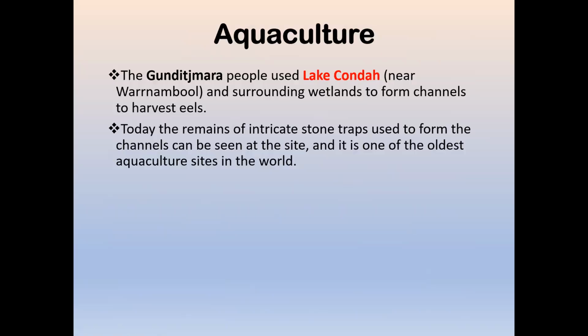They have this aquaculture near Warrnambool. I'm not sure how you pronounce it, but Kadajamara, the people there formed channels, and the channels are still there to harvest eels. So what is left now is these intricate stone traps. You still go and see them. And these are the guys that lived in stone houses. And you can see that it's the oldest aquaculture site in the world.